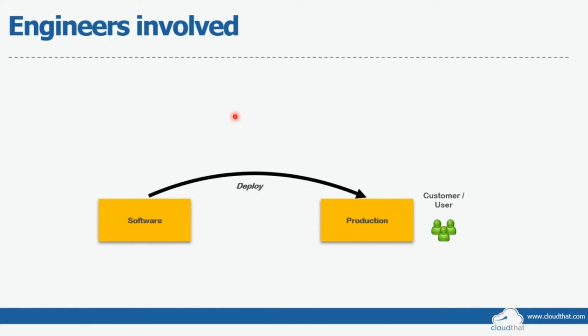When you deploy the software to production, then only the customer or user can use it, right? Now the customer will give you feedback: your site is down. You have to operate the software, you have to operate the environment and make sure that the site is up at any point of time. So which engineers are involved in this process in a traditional method?